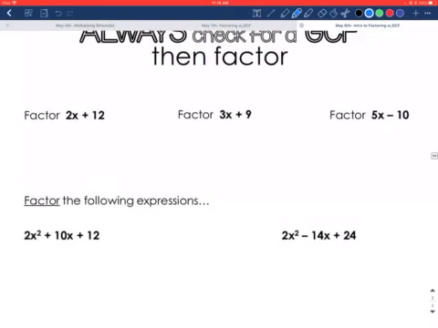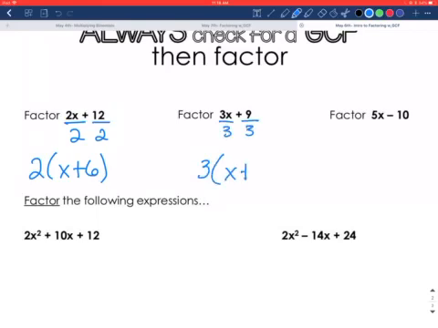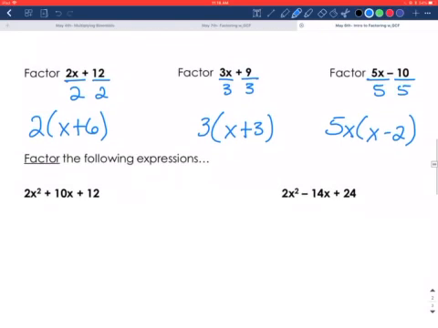All right, so we're going to do a couple more. Here, our GCF is a 2. 2 with the open parentheses, x plus 6. Our GCF here is a 3. 3 with an open parentheses, x plus 3. And our GCF here is a 5. Again, we don't have a variable for any of those because that variable is not present in both terms.